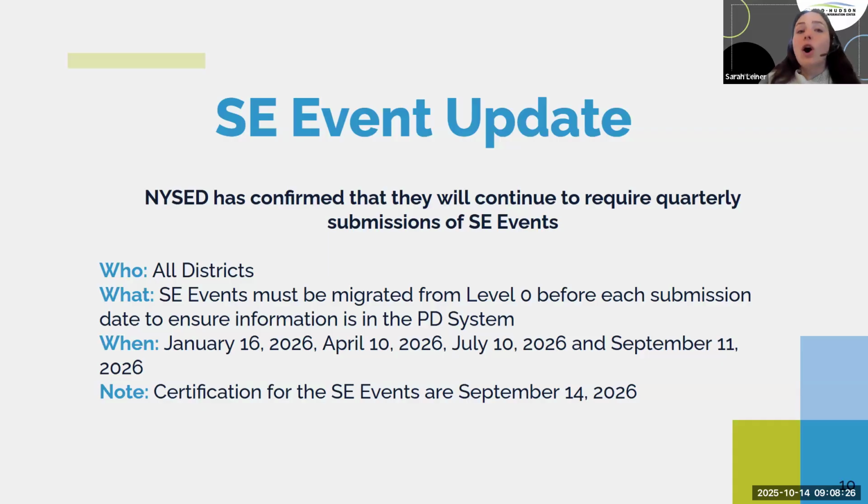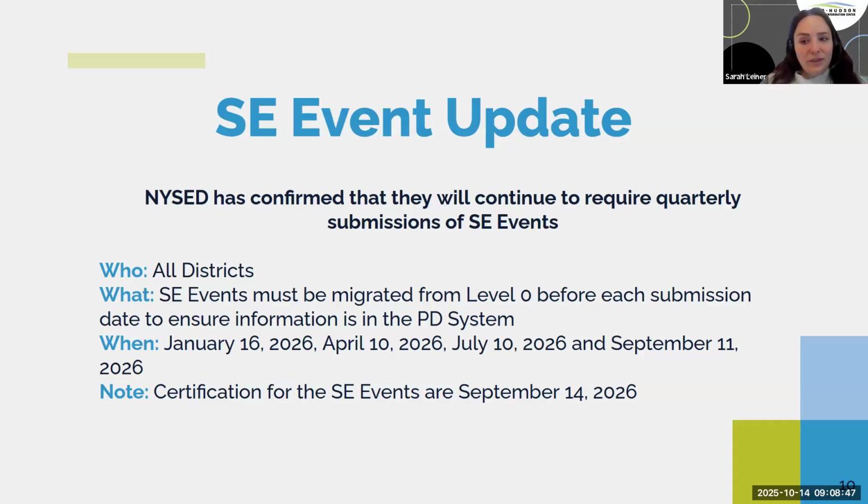This is for all districts. What is it? You just have to migrate the SE event data from level 0 before each of these quarterly submission dates, and they are on the screen. The next one coming up is January 16th, 2026.